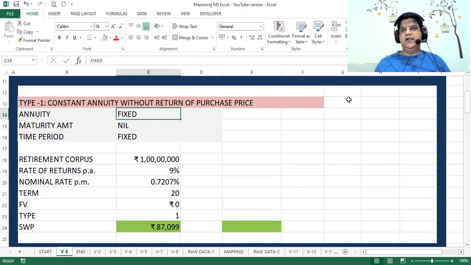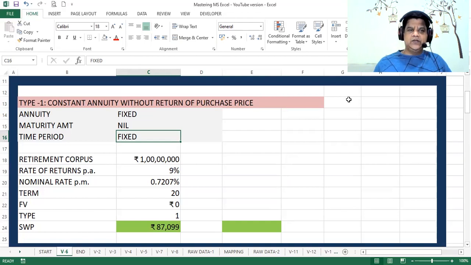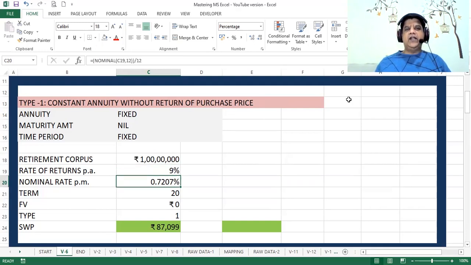As per type 1, your annuity is going to be fixed. There is no maturity amount, and the time period is fixed. So let's do the calculations. 1 crore is the retirement corpus here. 9% is the rate of returns. So the nominal rate we have calculated. You have already studied this in the earlier videos. You can go back to the rate of returns video, which was video number 2. The nominal return has been calculated using the nominal formula, which is 0.7207%.